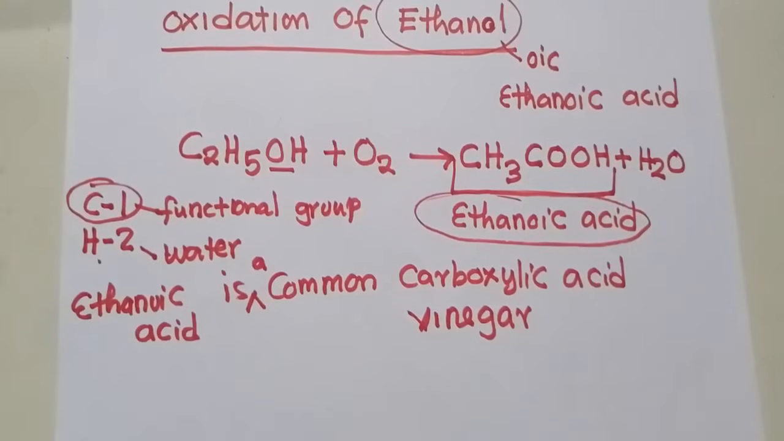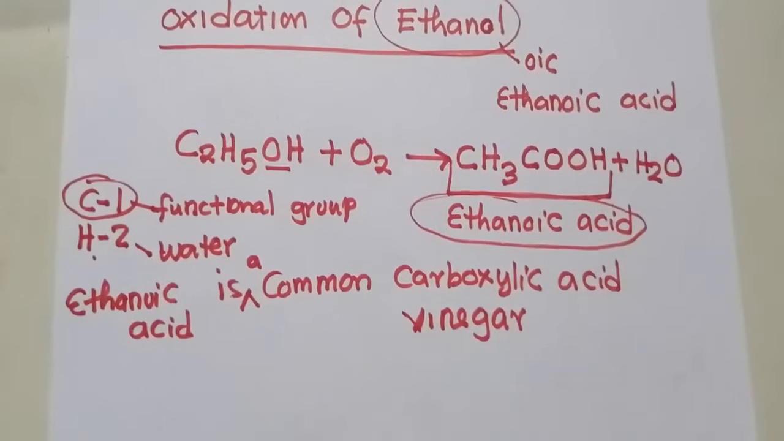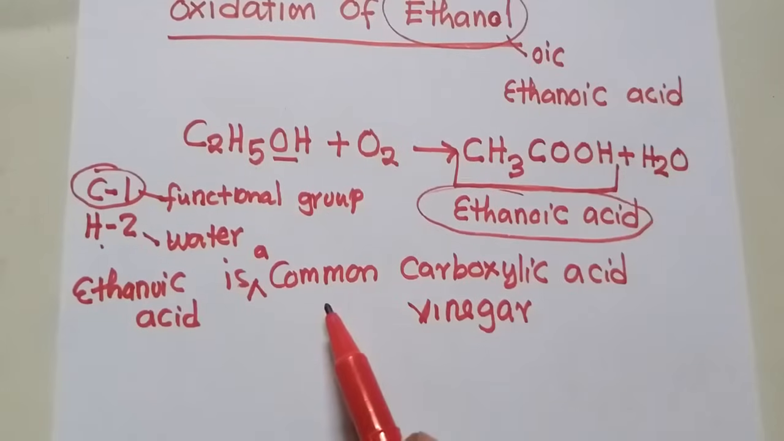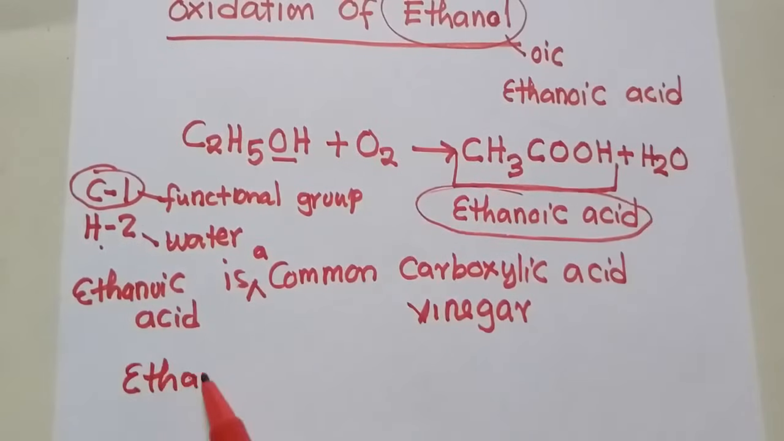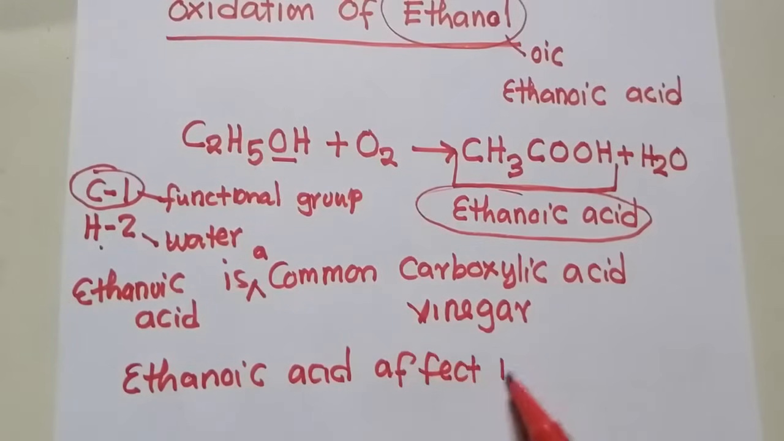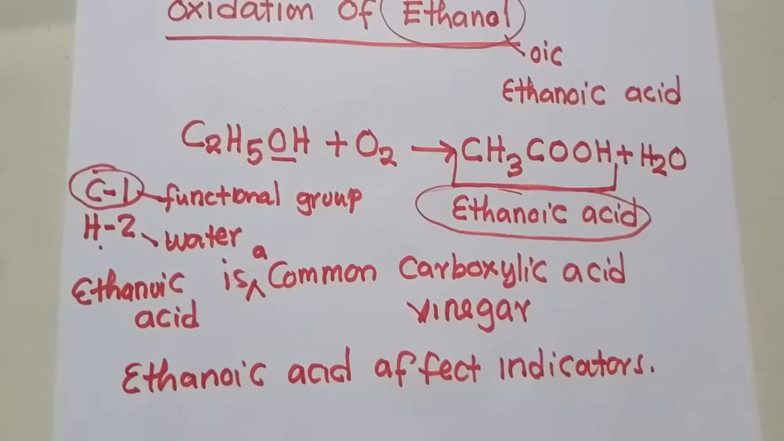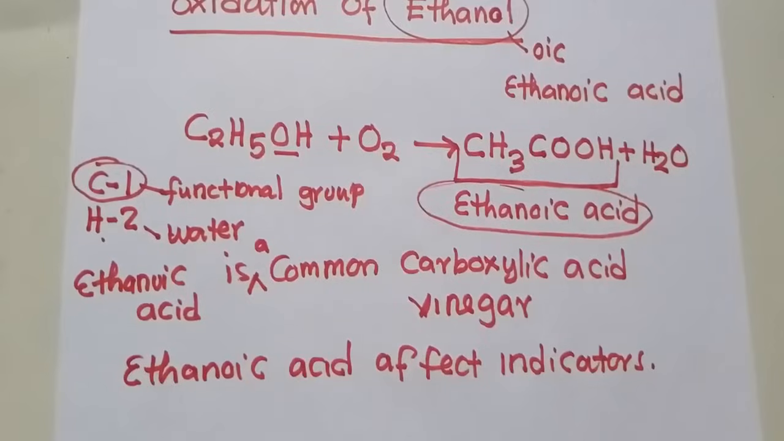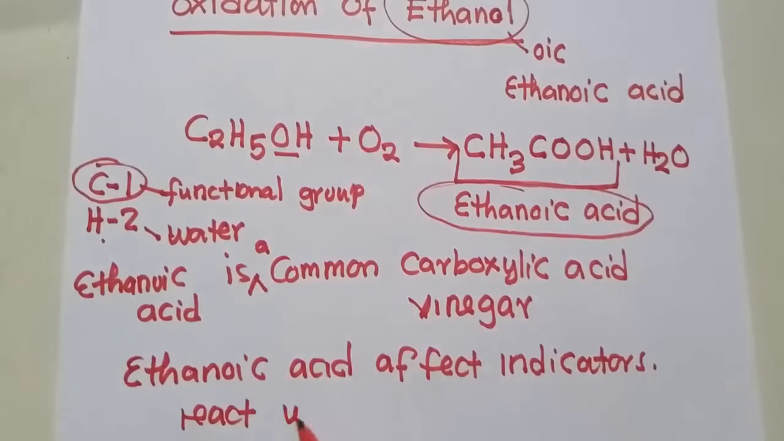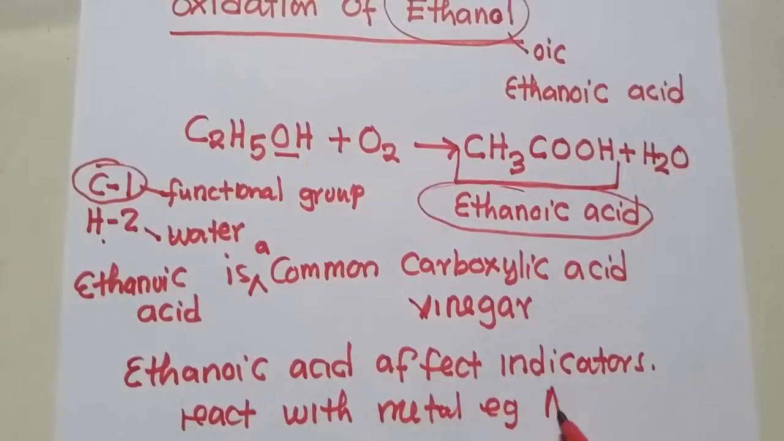And these will react with metals. For example, magnesium. So these ones here, they affect what? Indicators. Ethanoic acid is going to affect indicators. This is what you need to know. Since they are going to affect indicators, they will react with what? Metals. They react with the metals. For example, we can pick out magnesium. So they can react with the magnesium.